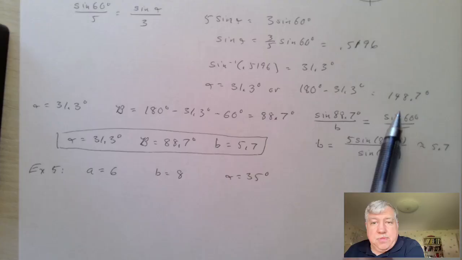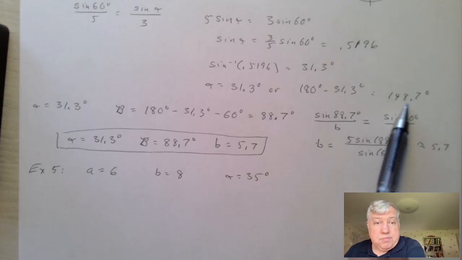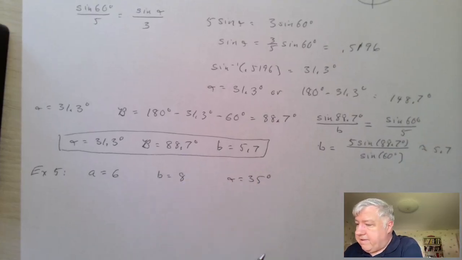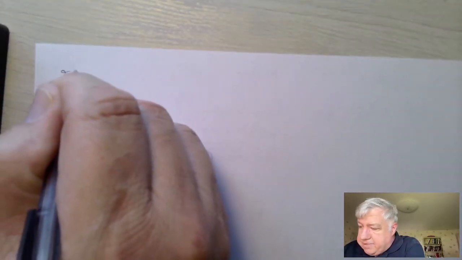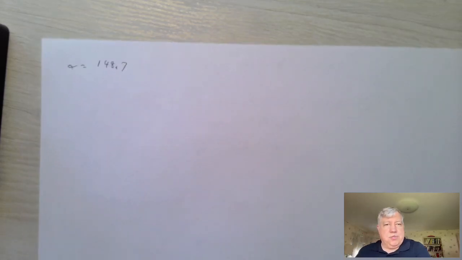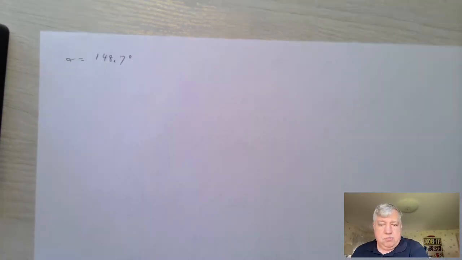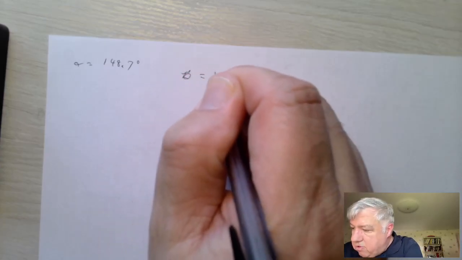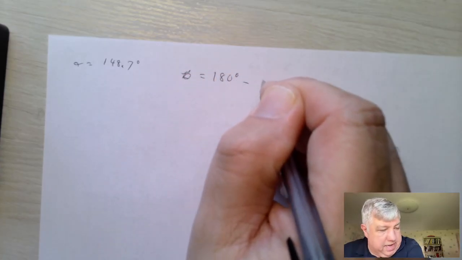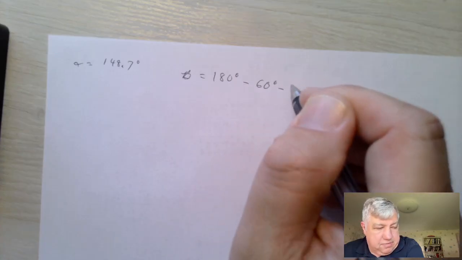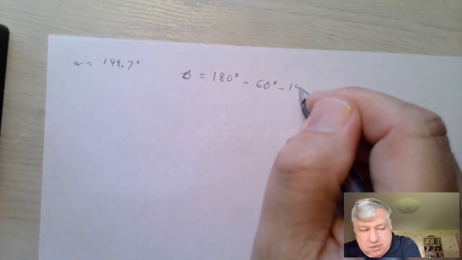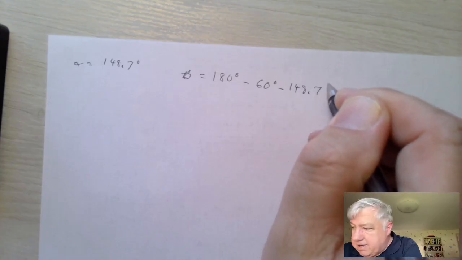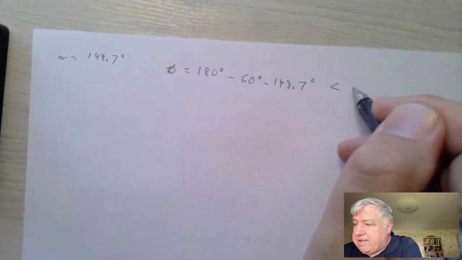Okay, now what about this other possibility for alpha? I didn't leave us enough paper, so let's just turn this over and say what happens if alpha is 147.7. Well, you'll soon see that this is not possible, because then in that case, if we try to find beta, we get beta will be 180 degrees minus 60 degrees minus 148.7 degrees, and that's going to be a negative number.